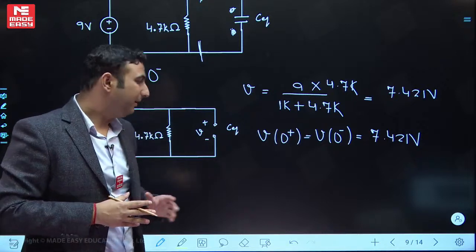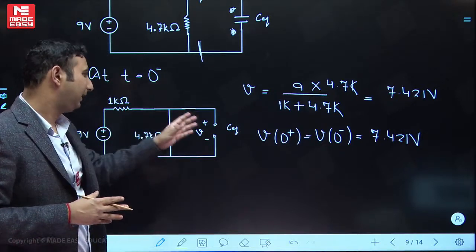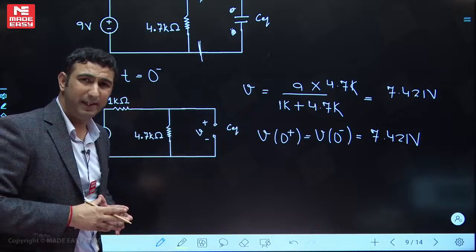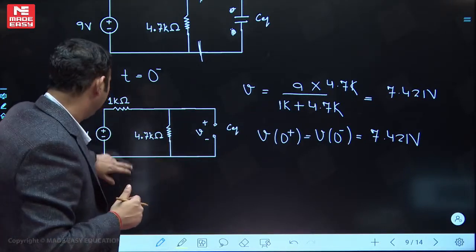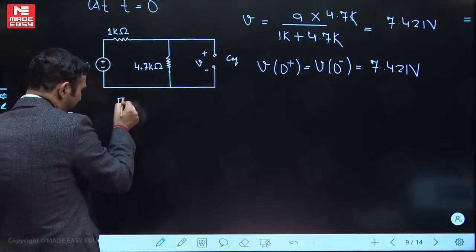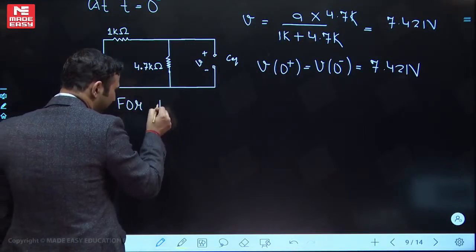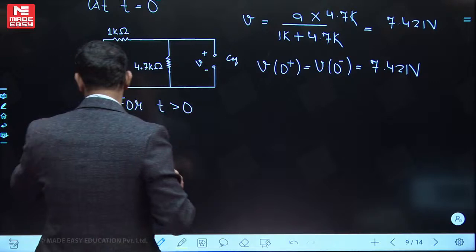First step, first task over. We have calculated the initial conditions for the capacitor. Now what is the next step? Next step is to develop the circuit after the switching. That is, let's develop the circuit for t greater than 0.